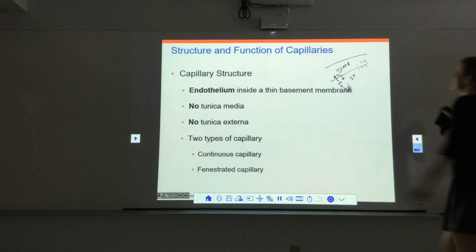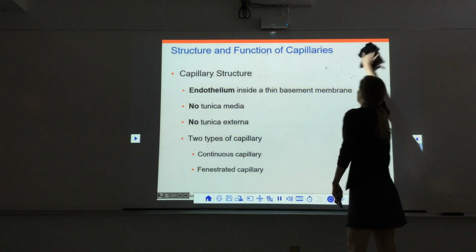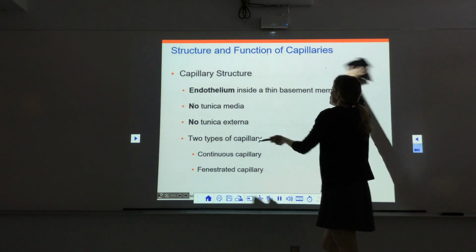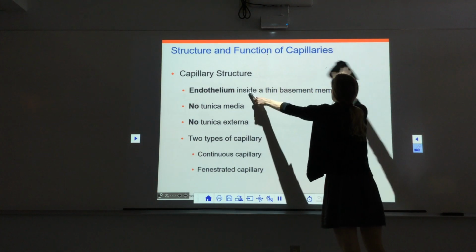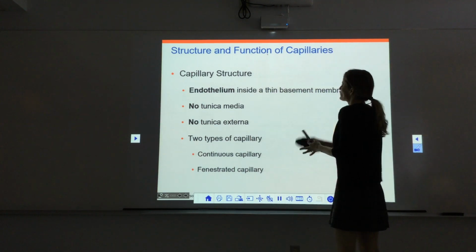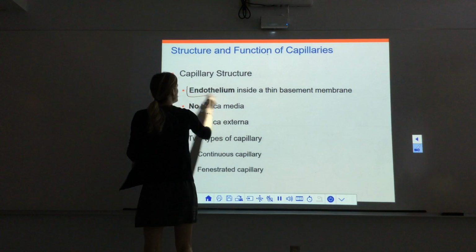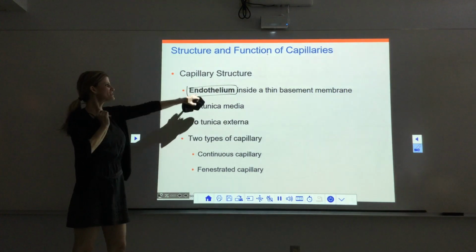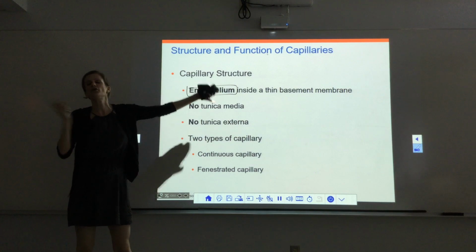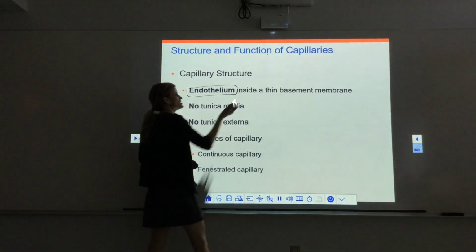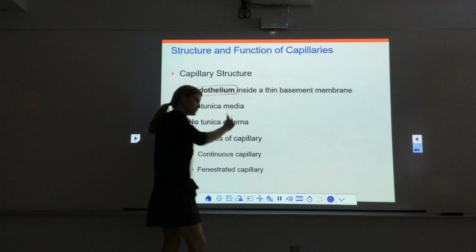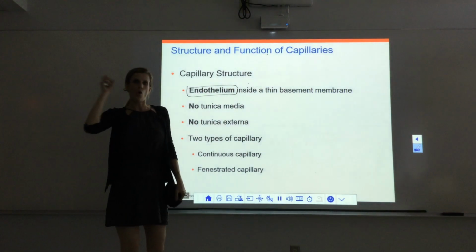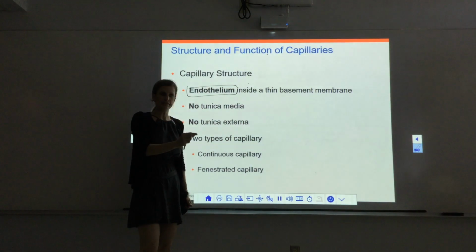So again, capillaries are very, very thin. There's no tunica externa, no tunica media. Essentially, we're just looking at the tunica intima, right? This thin endothelium with an itty-bitty little basement membrane. What's the endothelium made up of? Endothelial cells. But what are the endothelial cells? Simple squamous cells. One layer of thin cells.